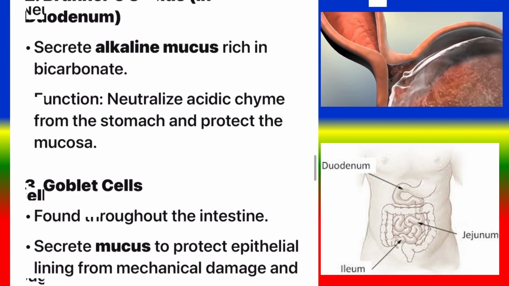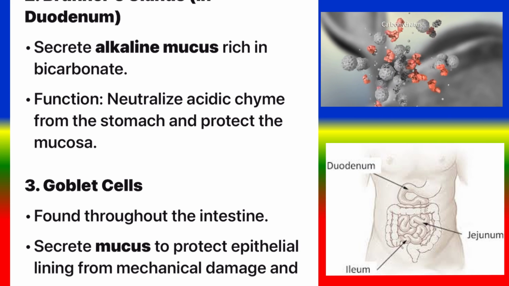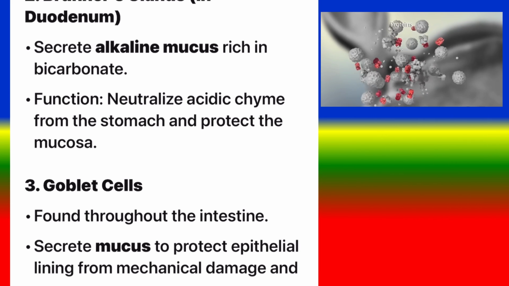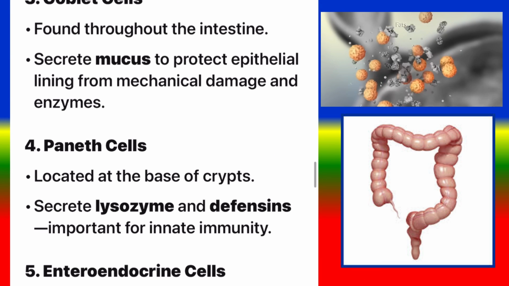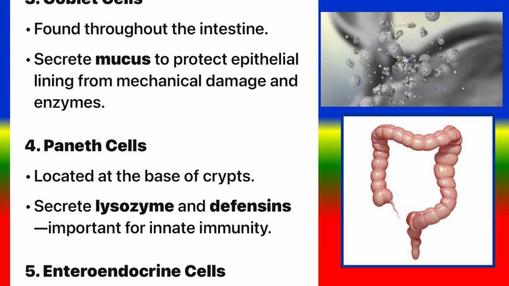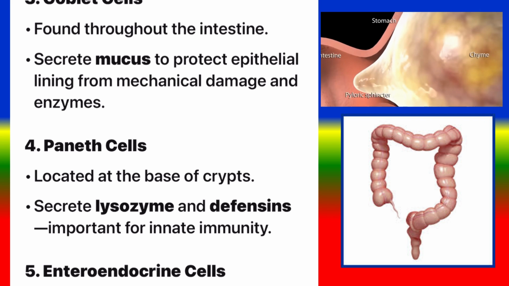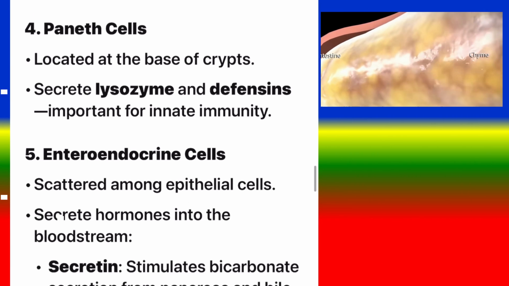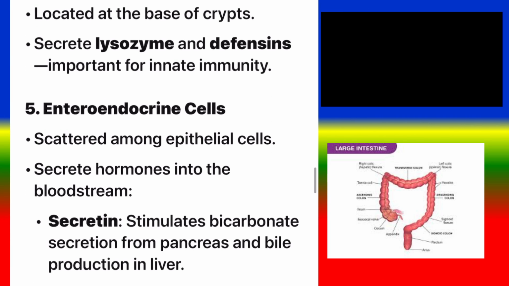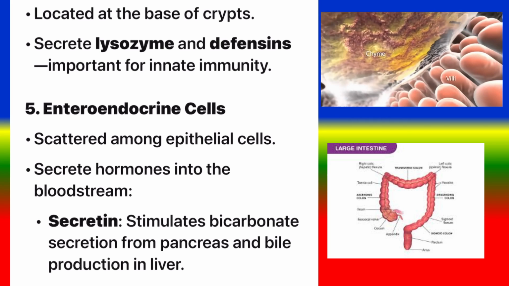2. Brunner's glands in the duodenum secrete alkaline mucus rich in bicarbonate. Function: neutralize acidic chyme from the stomach and protect the mucosa. 3. Goblet cells, found throughout the intestine, secrete mucus to protect the epithelial lining from mechanical damage and enzymes. 4. Paneth cells, located at the base of crypts, secrete lysozyme and defensins, important for innate immunity.